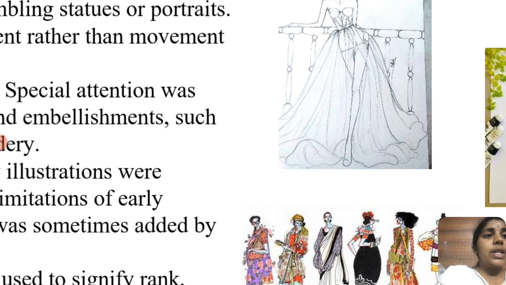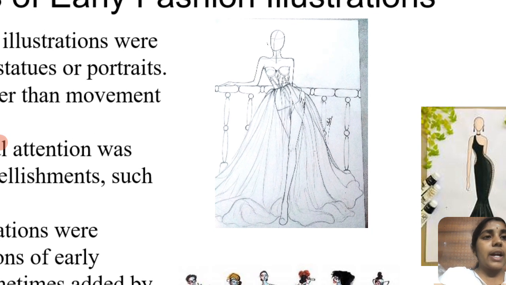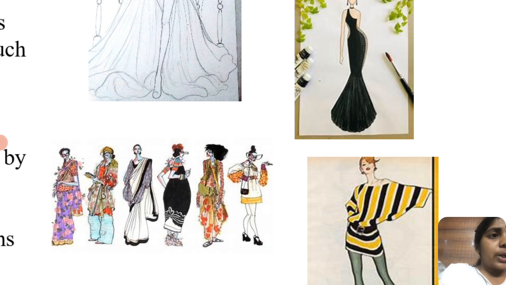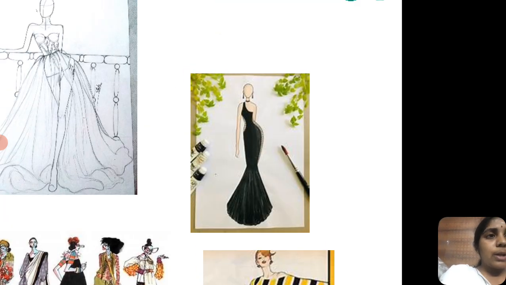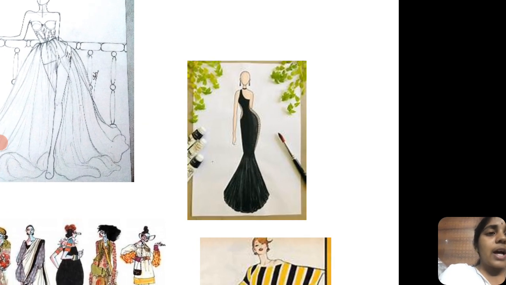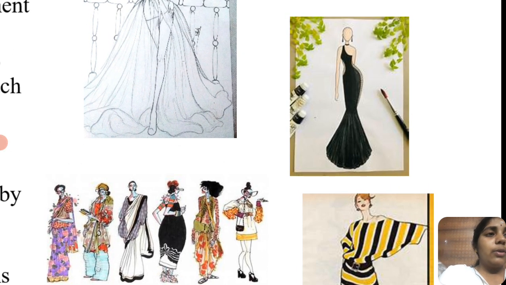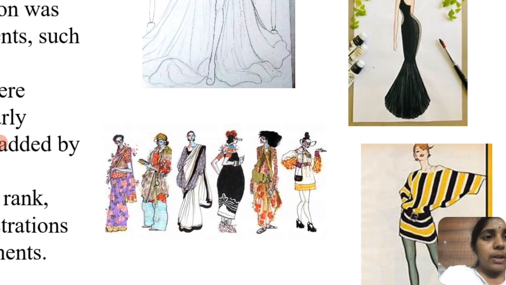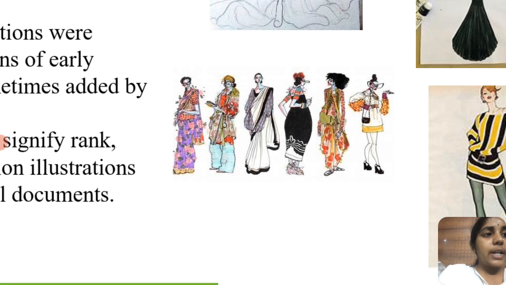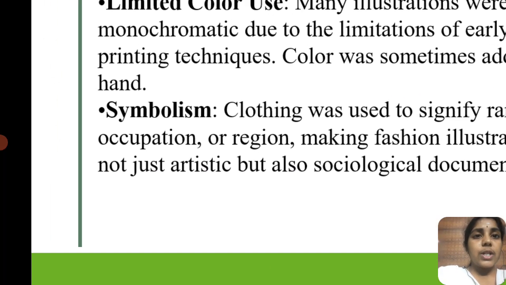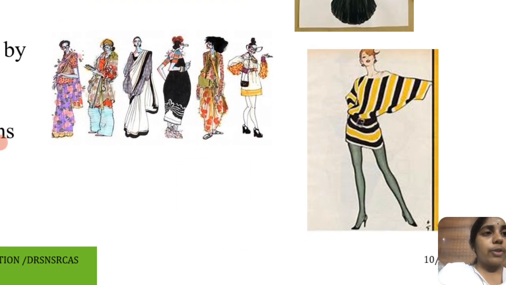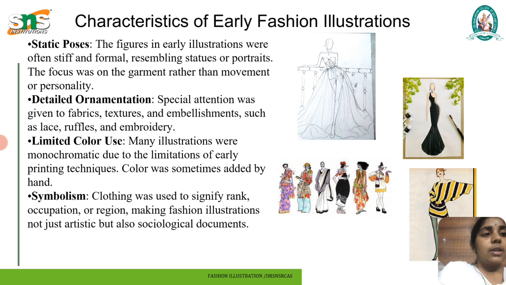Static poses. Using statues or various designs, we can create garments like this. Second one is detailed ornamentation. So in this garment, the lace was used at the bottom of the garment and various accessories were used on the female figure. Next one is limited color use. So using some light colors, those garments were created. Last one is symbolism. So it is differentiating the social status of the person who is wearing it. Okay, next.